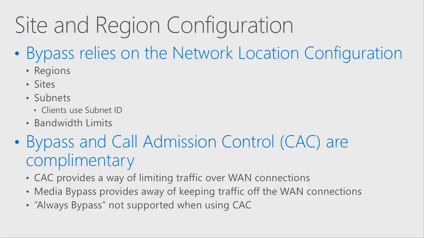If you check that always bypass one, it's not supported when using CAC, because the two just don't go together. How can you limit where you're sending your data but then force everything towards bypass? The two just don't go together. So if you check that always bypass, you'll find all the CAC enablements are grayed out. It's purely because the two just do not go together.